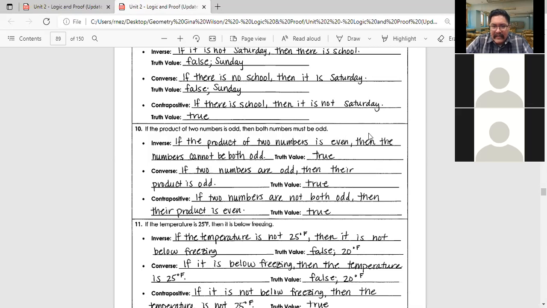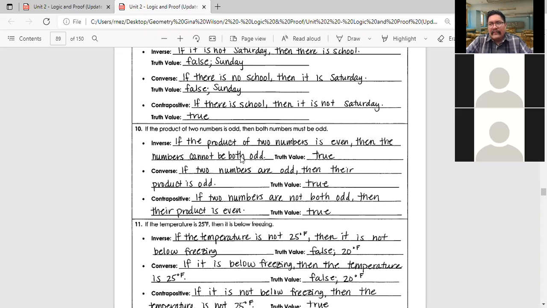And the second part here, then the numbers cannot both be odd. Originally it said the numbers must be odd, but we can't really change the vocabulary, so we just say cannot be odd. I could imagine another way of saying this, but this is probably a good way to say it. So is that true? Let's look at the whole thing. If the product of two numbers is even, so if we multiply two numbers and it comes out even, then the numbers cannot both be odd.